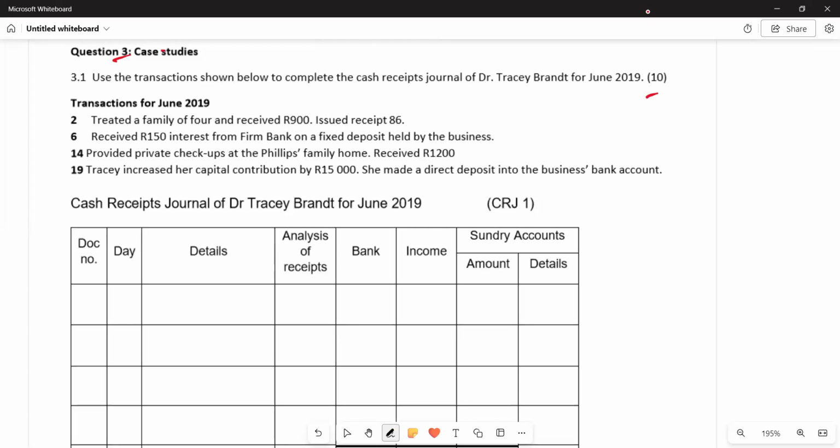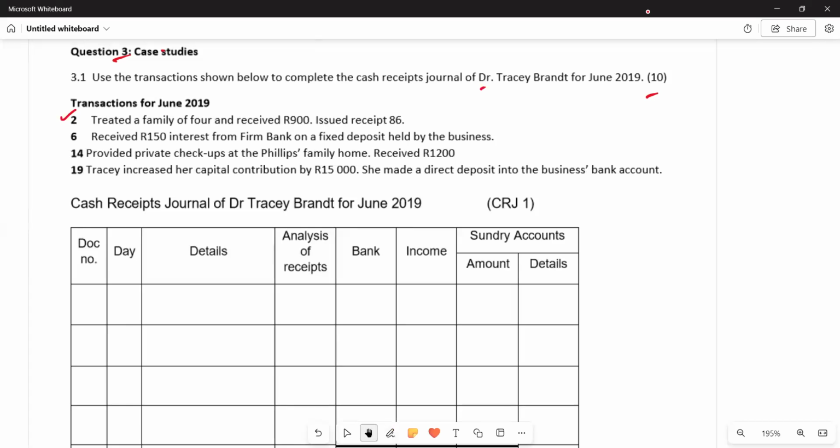So start with transaction 2, which says treated a family of four and received 900 rands, issued receipt 86. What is important for you is to identify what the business does. If you look at this business, it's for a doctor, which means they provide medical services. That is their core business. So what is important is to differentiate the items that you are supposed to put under sundry accounts and those that are not supposed to be put under sundry accounts.